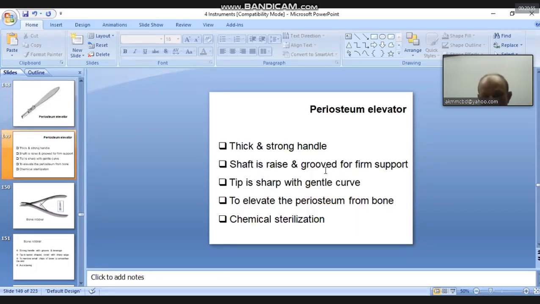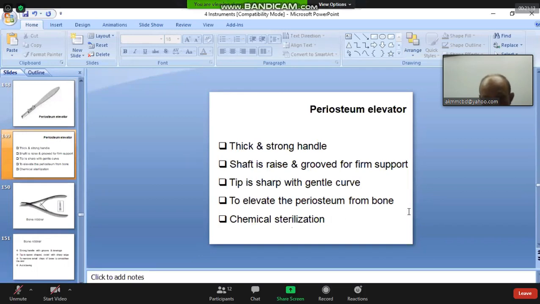Therefore, this is a very common instrument in orthopedic surgery. Periosteum elevator, thick, strong handle, shaft is raised and grooved for firm support. Tip is sharp with gentle curve to elevate the periosteum from bone. And this is a sharp instrument and therefore it cannot be autoclaved. It should be sterilized chemically with alcohol, etc.